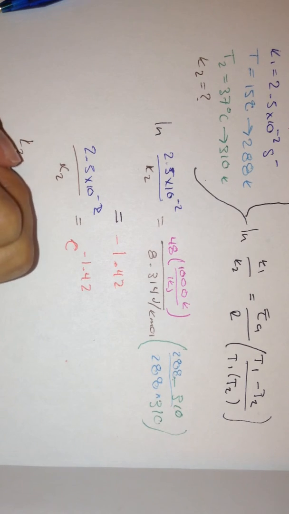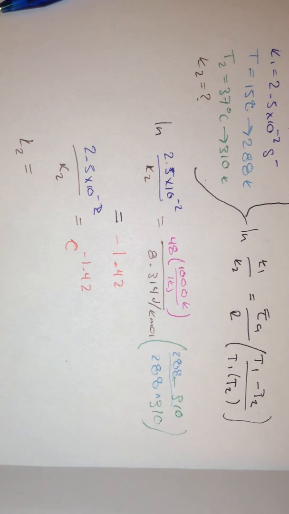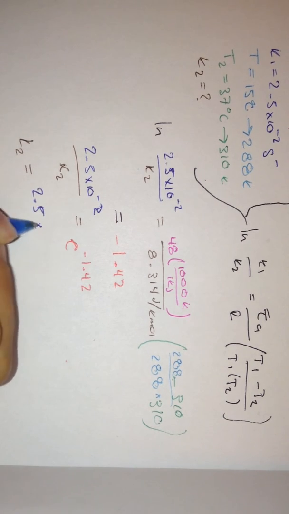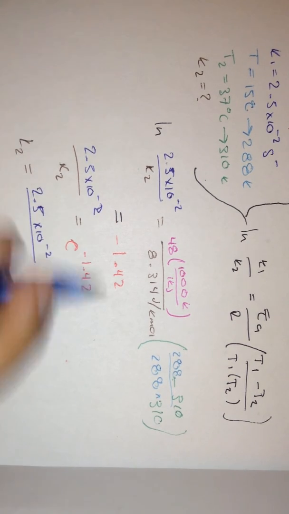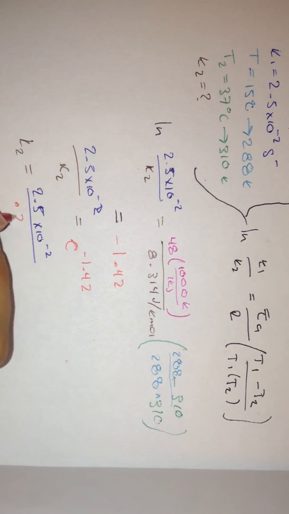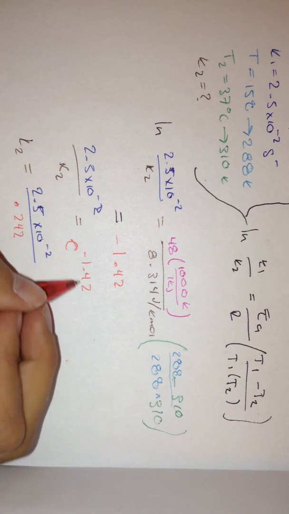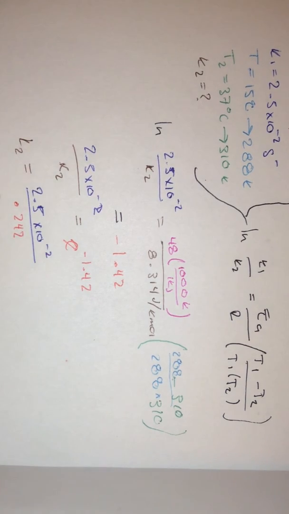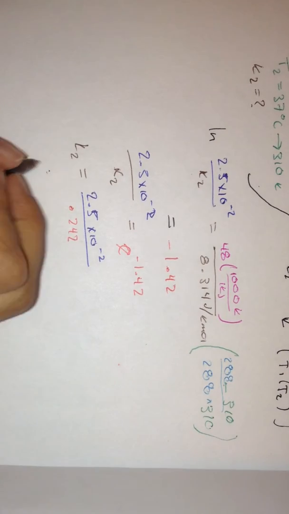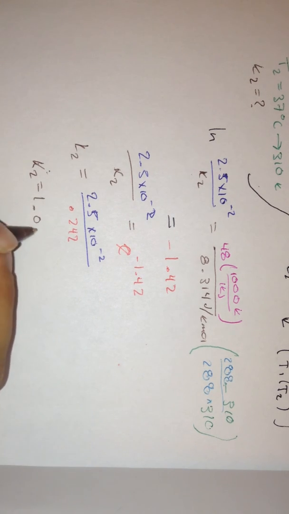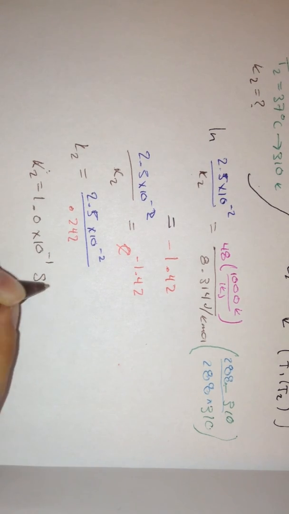K2 is the same thing as 2.5 times 10 to the negative 2 over 0.242, which is the result of e to the power of negative 1.42. And our K2 is equal to 1 times 10 to the negative 1 seconds.